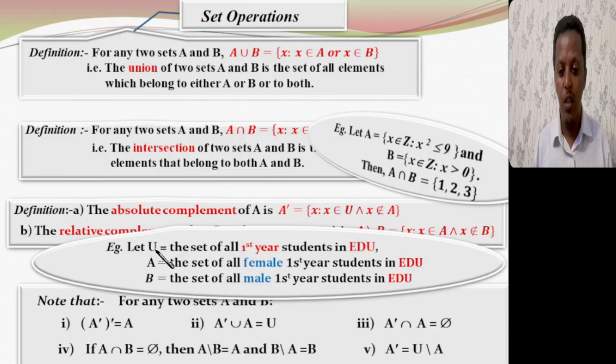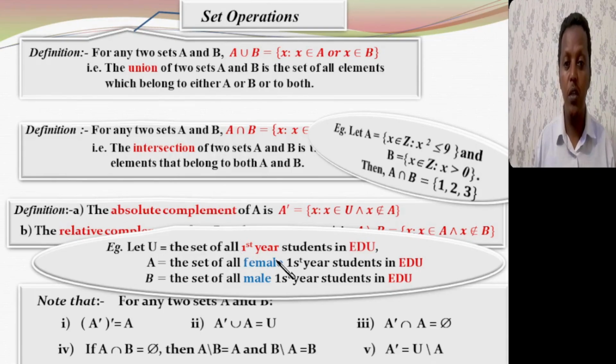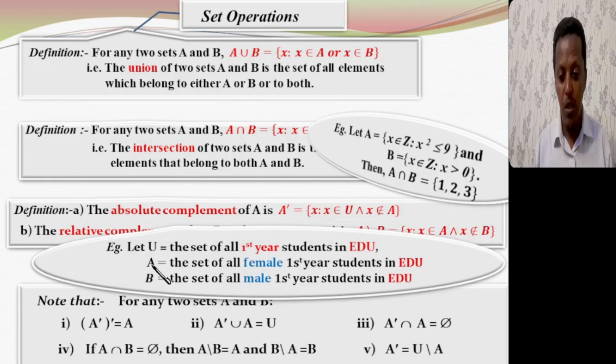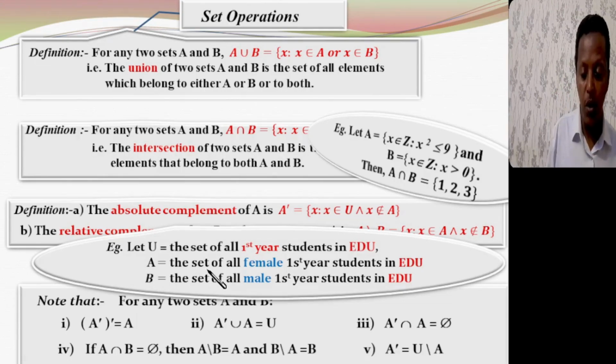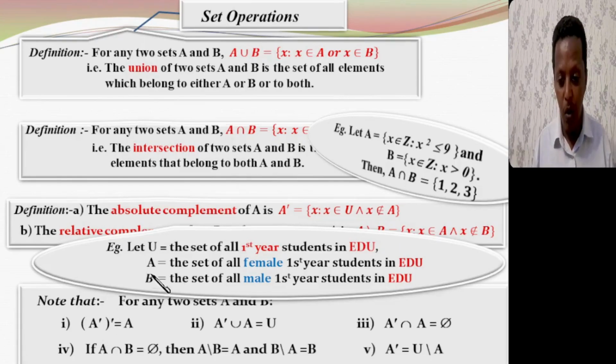Consider the universal set, the set of all first year students in Ethiopian Defense University. And set A, the set of all female first year students in the same university. And B, the set of all male first year students. So sets A and B are disjoint sets. A intersection B will be the empty set. Now, if you take the double complement of set A, the first complement of set A will give us B, and the complement of B will give you A. Always the double complement of a set is the set itself.